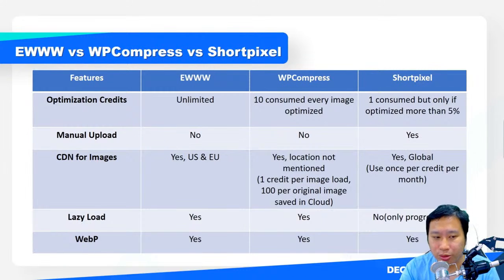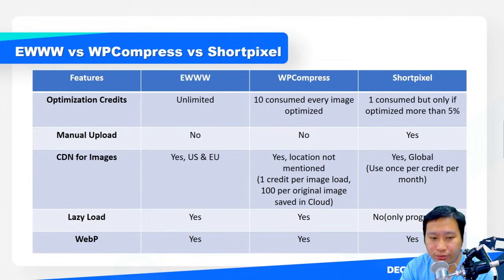So next is WP Compress. They do have a CDN, but it's not mentioned where the locations are. It is 1 credit per image load, right? And so that means every time someone comes over to your website, whenever the image loads up, it actually takes up 1 credit, right? So even though WP Compress gives very generous credits, the credits actually are consumed very quickly, right? And every time you optimize an image and you save it into their cloud, it uses 100 credits.